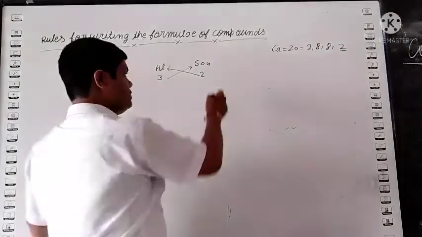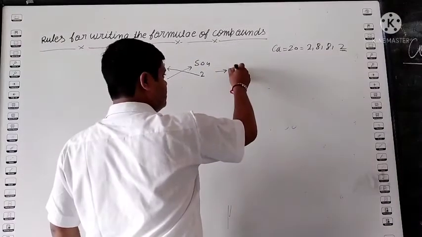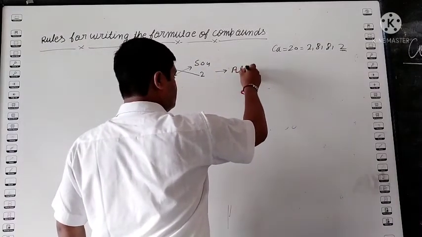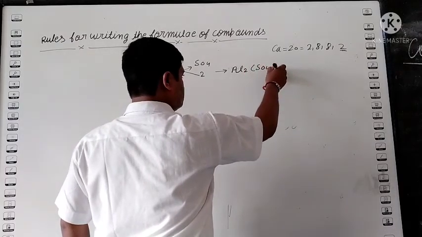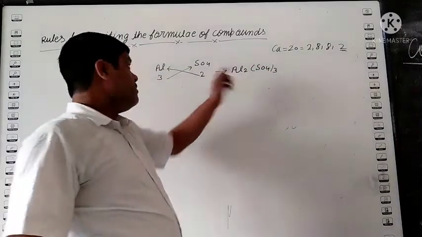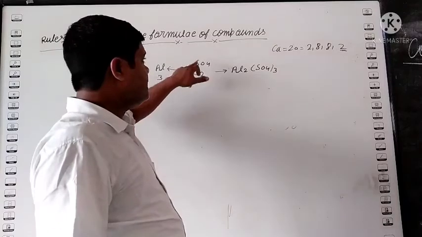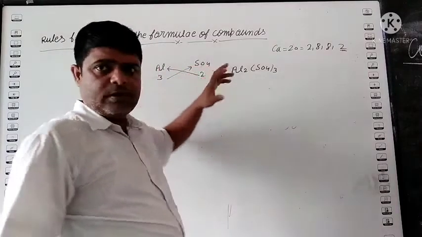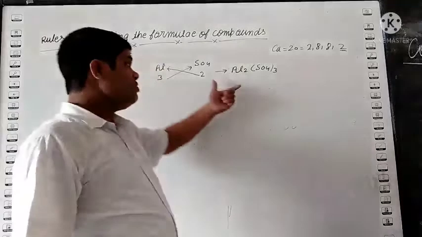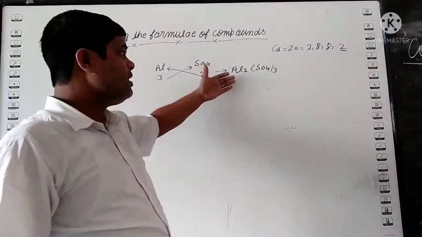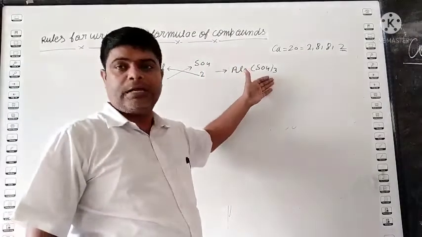So how do we write it? We write aluminium, then bracket SO4 the whole time. Why do we need the bracket? Because 3 is multiplying each SO4. SO4 is the one radical, sulfate. So the formula of aluminium sulfate is Al2(SO4)3.